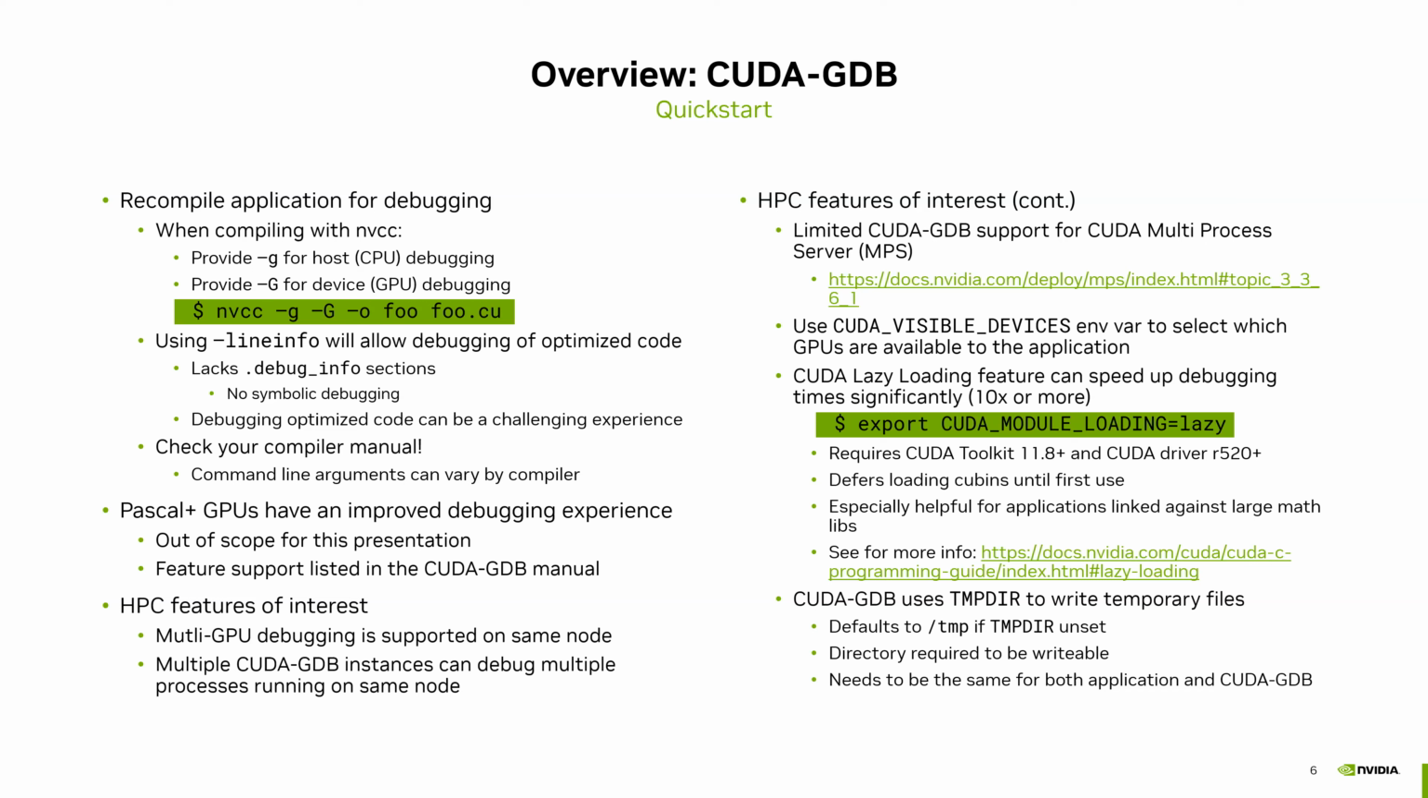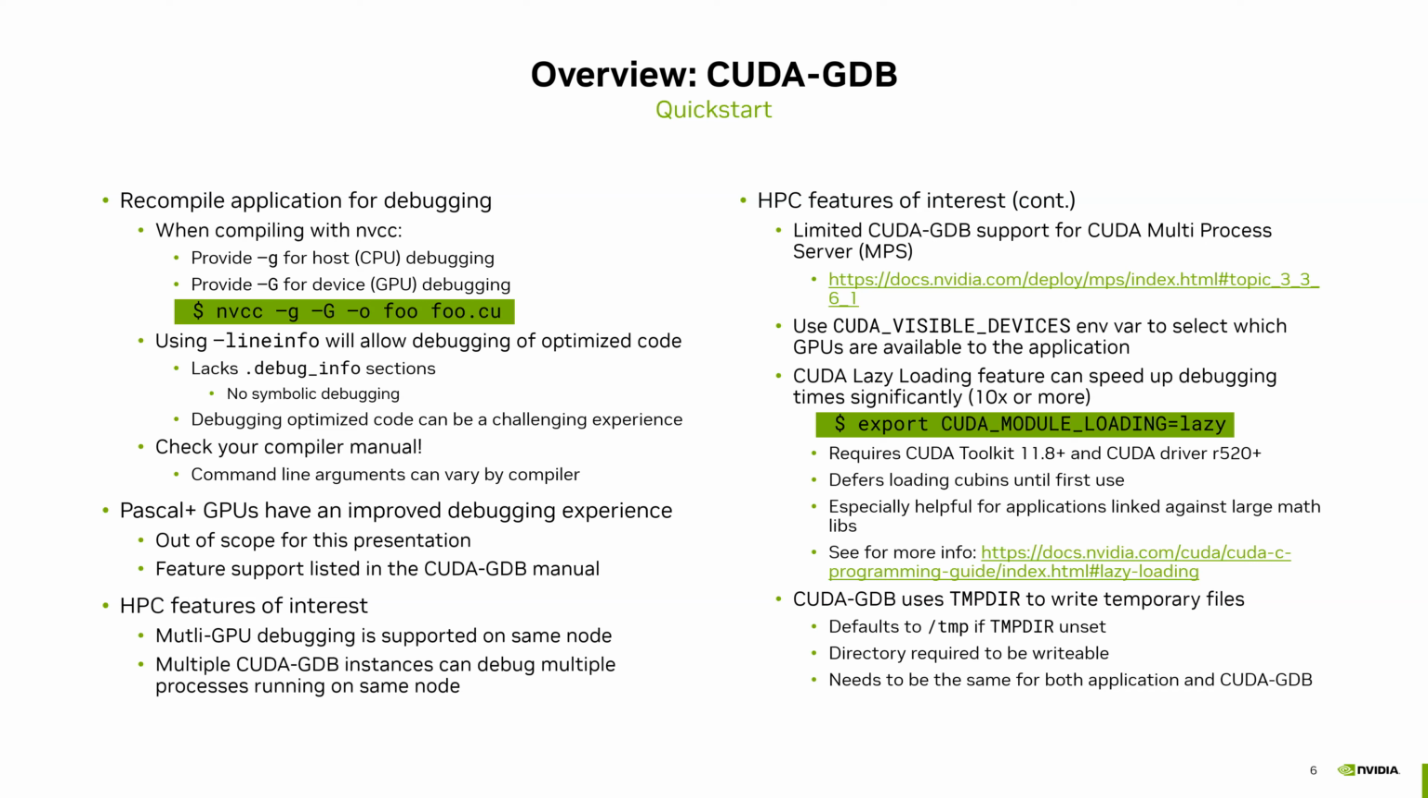What this does is defer loading cubins until their first use. So if you have, let's say, a large math application or large math library that has n different variants of a kernel, but you're only going to call one variant of that kernel at runtime, it defers loading all n variants of the cubin at runtime. You're just going to load that one cubin that's actually going to be used, and we save time on parsing debug info. There's more information listed here on this feature if you want to read up on it.